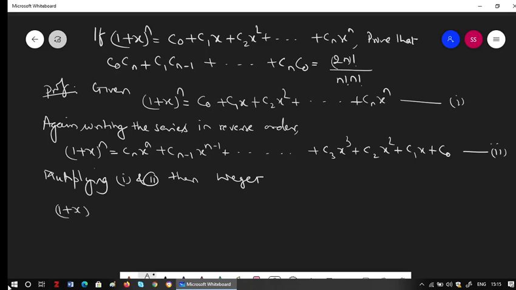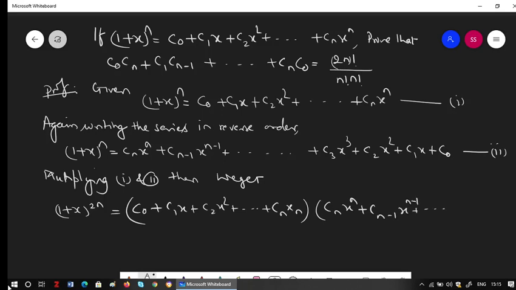(1 + x)^2n equal to the product of these two, since for the same base the powers will be added, (c0 + c1x + c2x² + ... + cnxⁿ) times (cnxⁿ + cn-1xⁿ⁻¹ + ... + c1x + c0). Then this is an identity.